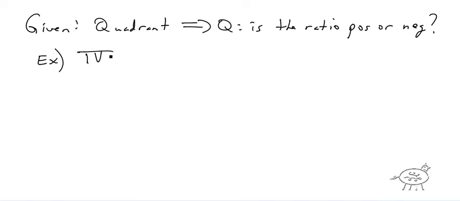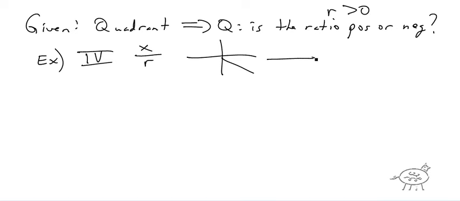Here's quadrant 4, and we're looking at x over r. Is it positive or negative? Well, if you need to make a quick sketch here, quadrant 4 is here. Well, isn't x positive there? So the ratio, and of course you always know, r is always greater than 0. That's given. So really you're just looking at what x is here, and x is positive, so the ratio is positive.